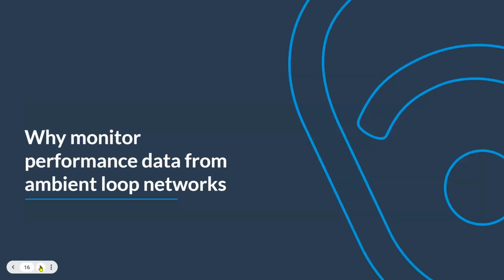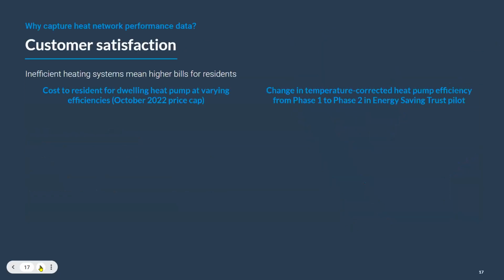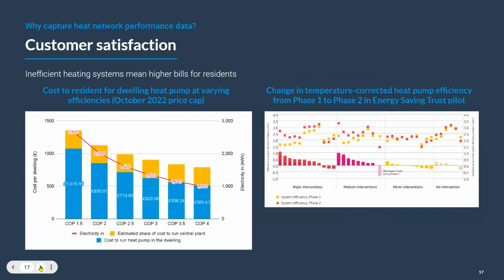So what's the point of monitoring the ambient loops? Next slide, please. Whether it's a legal requirement or not, in Guru's experience of monitoring more than 250 heat networks across the UK, unmonitored systems just don't perform well. Poorly performing systems cost more to run, and these costs invariably end up being passed on to the residents.